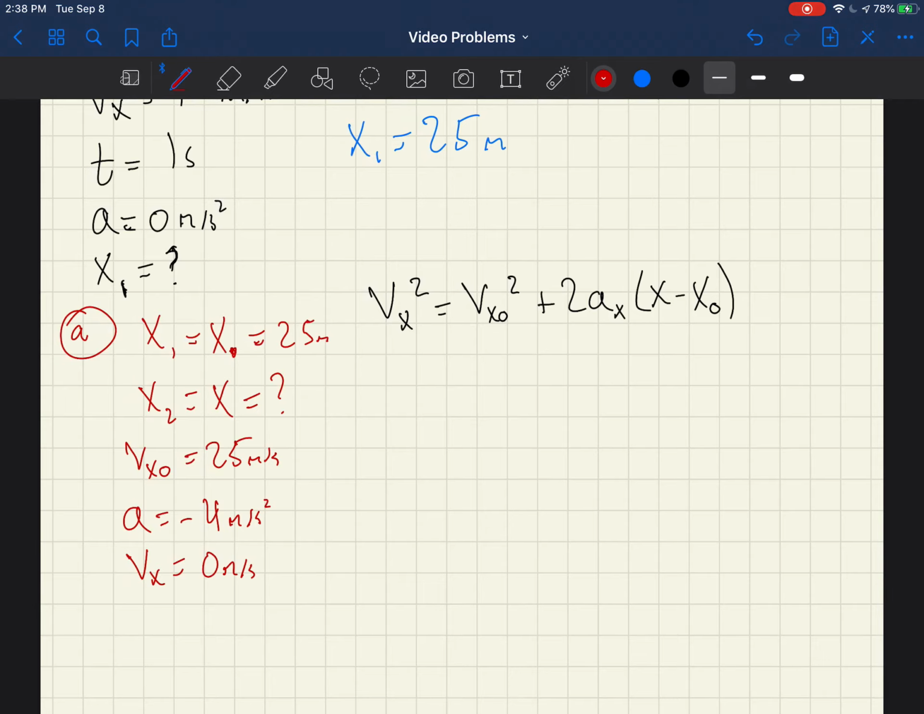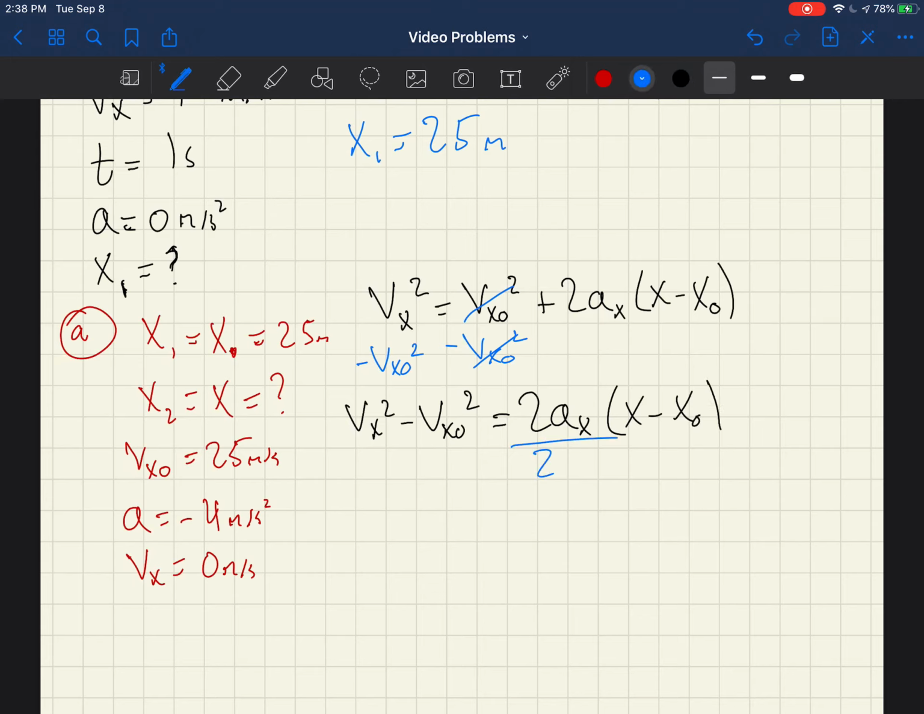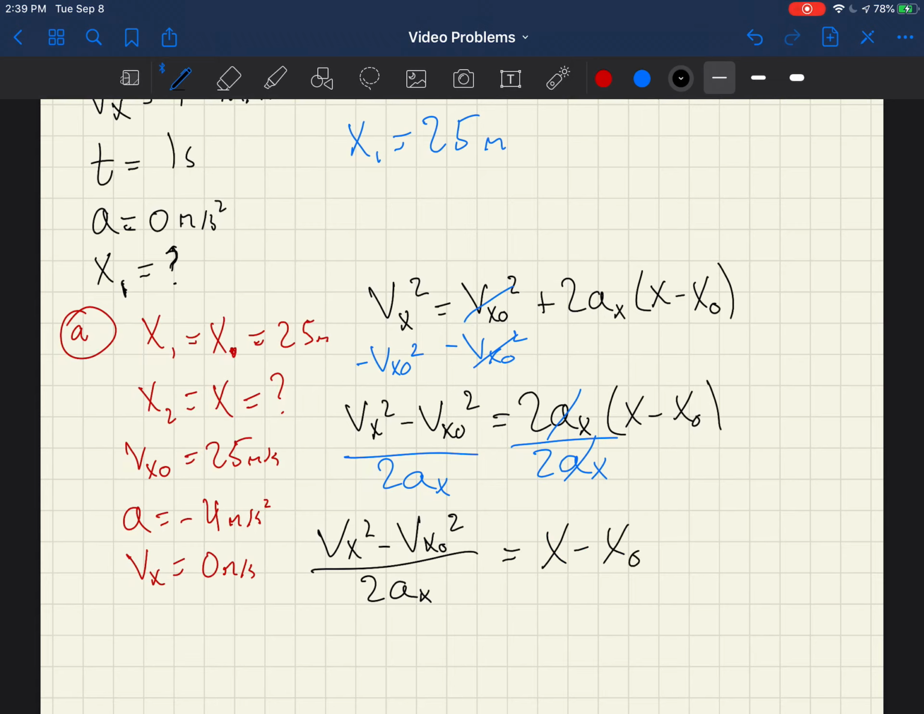Okay, so first I'm going to solve for x by itself. So let's see. Subtract Vx0 squared from both sides, those reduce out. Gotta do it to both sides of the equation. I now have Vx squared minus Vx0 squared is equal to 2ax times x minus x0. I'm going to divide 2ax from both sides, those reduce out over there. And now I have Vx squared minus Vx0 squared over 2ax is equal to x minus x naught.